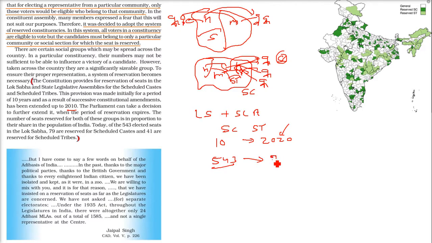79 seats are reserved for scheduled caste and 41 seats are reserved for the scheduled tribe. And this is in accordance with the population of scheduled caste and scheduled tribes in India. That is why these seats are reserved for them. That means for one seat reserved for SC, only SC will be elected. Similarly, for one seat reserved for an ST candidate, only ST will be elected from there, and anyone can vote for them.